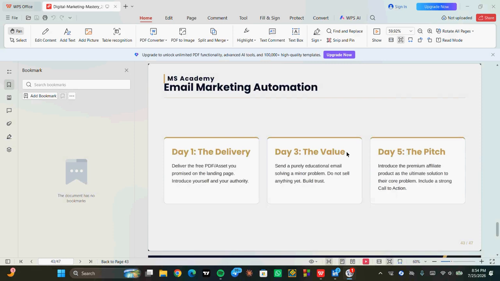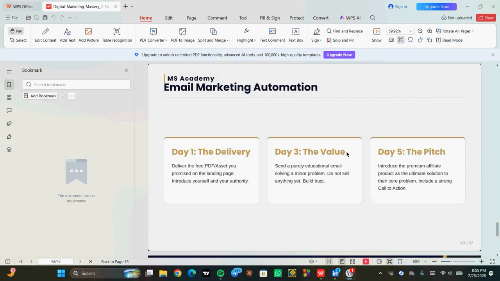Okay. Now, what does this mean? This objective implies that you convert your nurtured subscriber into a customer. And what do customers do? Customers pay for products. Customers buy products. Customers are willing to spend their money on what you have to offer, provided that it meets their needs and expectations. So that is what it is. It introduces the premium product as the ultimate solution to their core problems and includes a clear call to action to encourage them to buy the products that you have to offer.